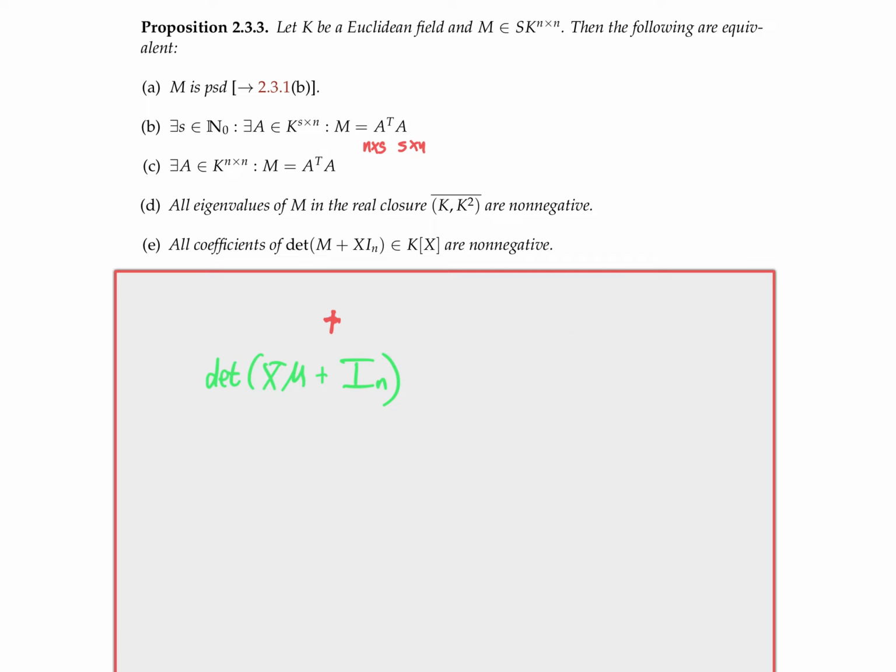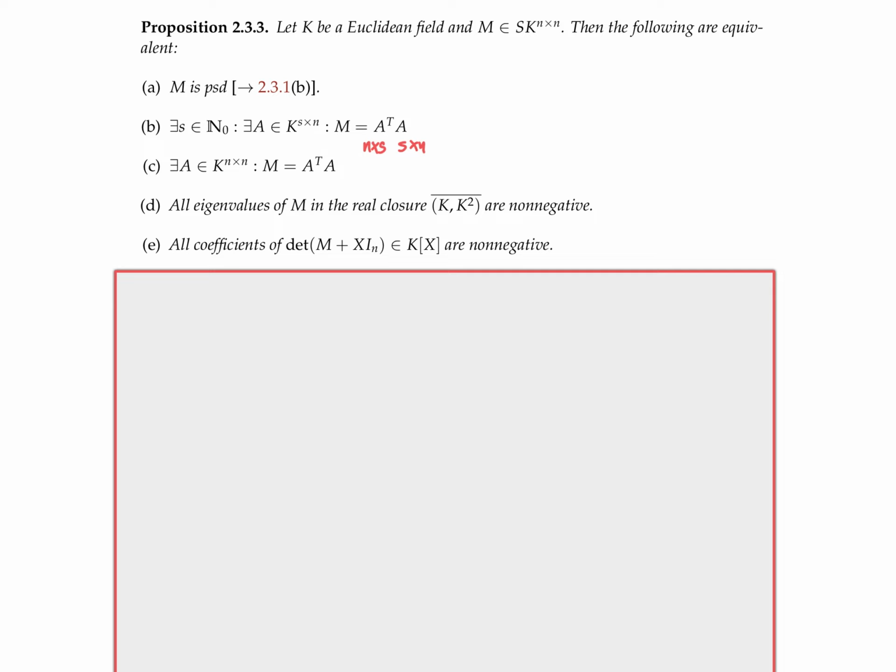Okay, so all coefficients of this polynomial are non-negative. Of course, you could express this in terms of the coefficients of the characteristic polynomial if you take care of the signs. That would mean that the signs alternate in the right way.